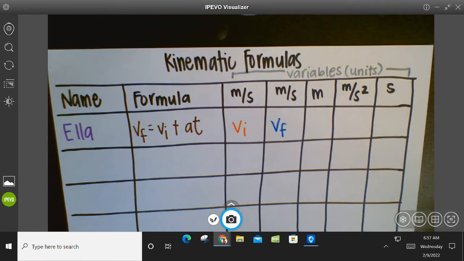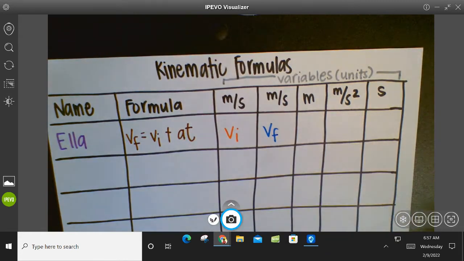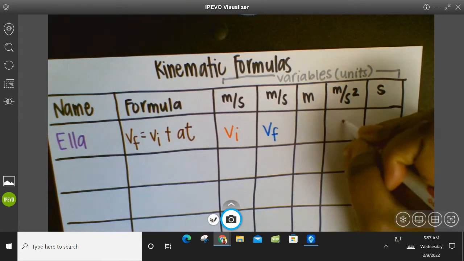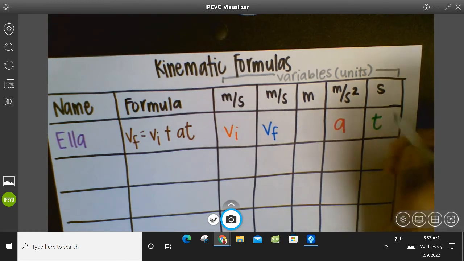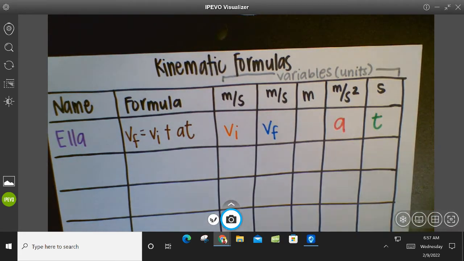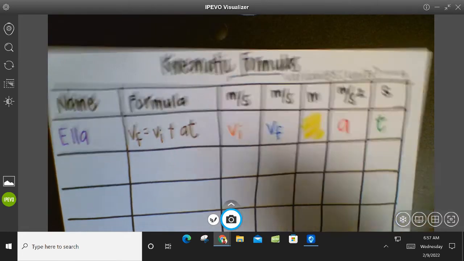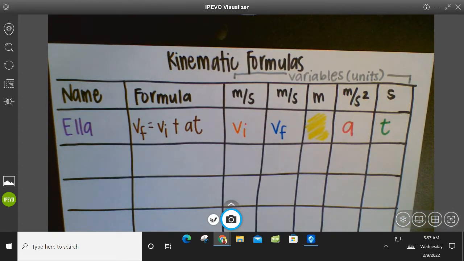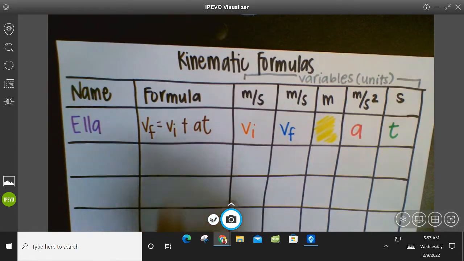All right, M is distance or height. And we do not have a D in this formula, so we're going to skip over that. A is acceleration. And remember, that's meters per second squared. So we have that. So I'm going to put an A there. And then T is time, and that unit is seconds. So here we go. So these are the variables that we are given. And what I'm going to do is I'm going to shade yellow the one that I'm not given. Okay? So that is our first formula, Ella. So final velocity equals initial velocity plus acceleration times time.